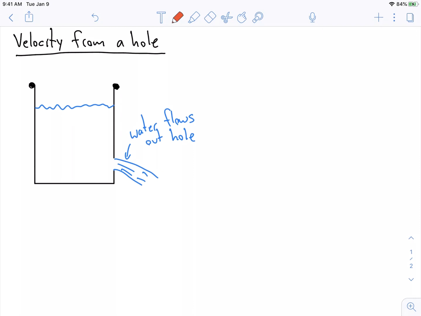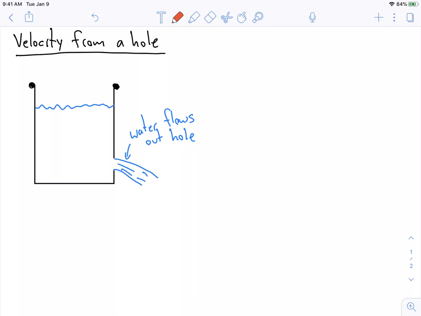Hello, everyone. So this is the classic Bernoulli equation question that you'll be asked. You have some container, and there's some hole in the bottom of the container, and it's just asking you to find out how fast the water is flowing out of the container. So this involves Bernoulli's equation, and it involves an assumption to make.